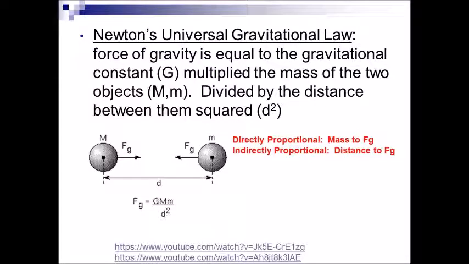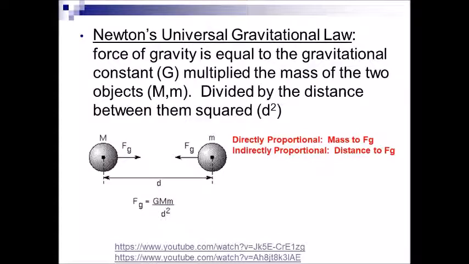The same is true as far as the gravity of, say, the moon and the Earth. So again, the force of gravity is equal to the gravitational constant, which we use a capital G, multiplied by the mass of the two objects. So that would be big M, little m. Sometimes you'll also see it as m subscript 1 and m subscript 2, divided by the distance between them squared.